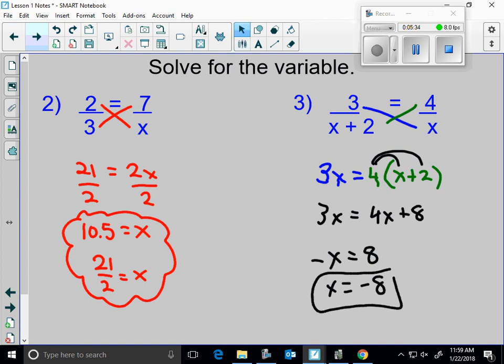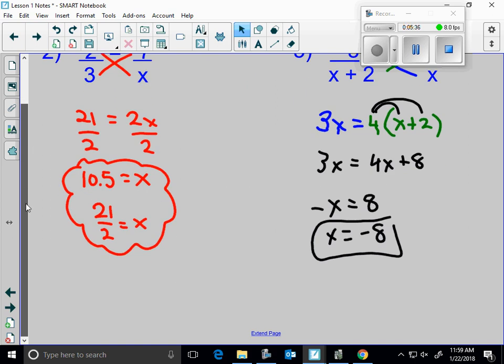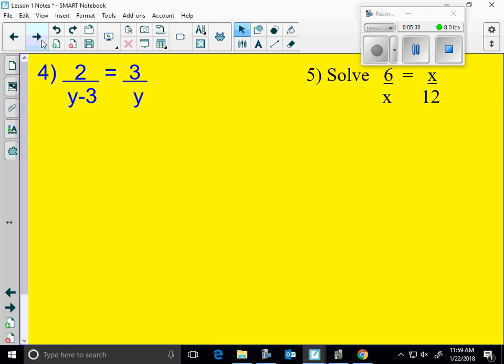All right, let's keep rolling. I'll give these a try. Same deal. It looks like I get 2y equals 3 times y minus 3.